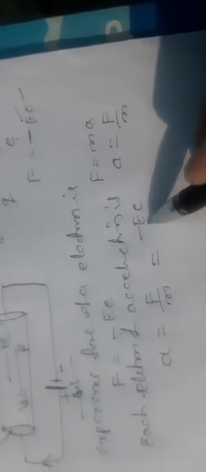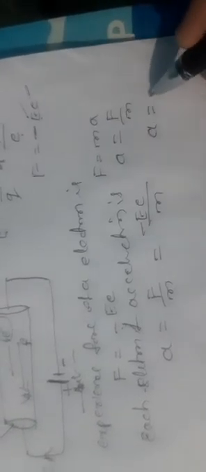First, write the force equation. The force equation is F is equal to mass into acceleration, or acceleration is equal to force by mass. The acceleration of each electron is given by a is equal to force by mass, that is, a is equal to minus eE by m. What is the meaning of acceleration? Acceleration is the rate of change of velocity.